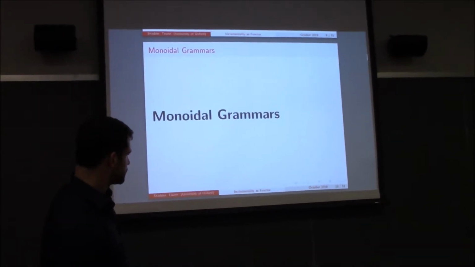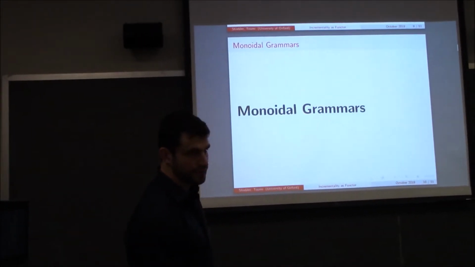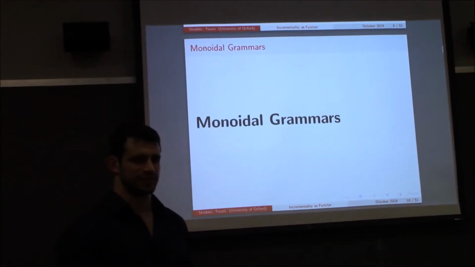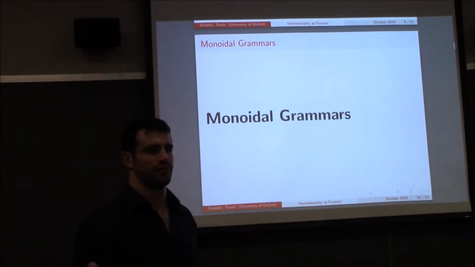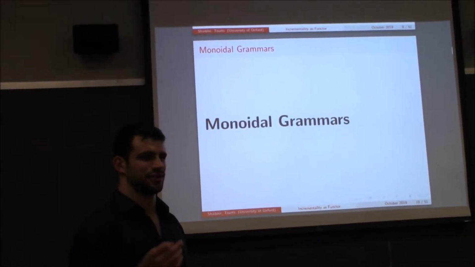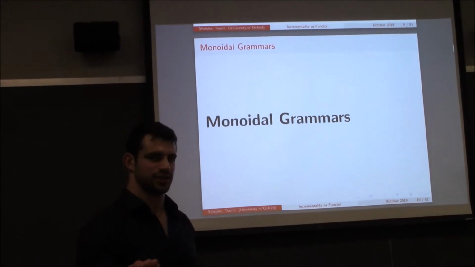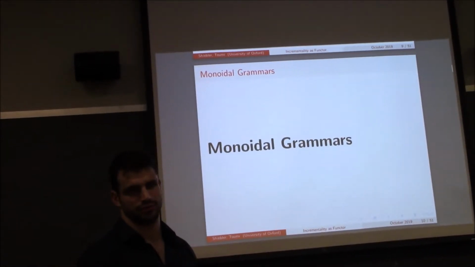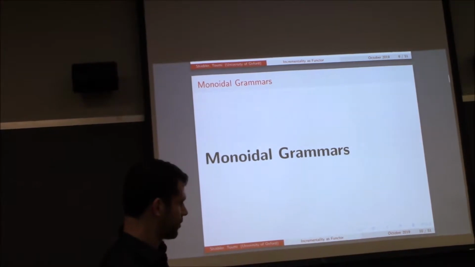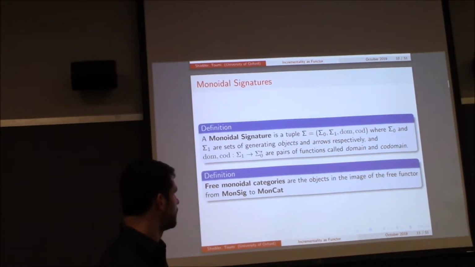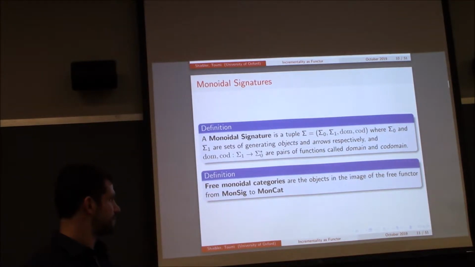One of the things we've done in this work is try to expand this to a more general class of grammatical constructions, and also try to formalize the relationship between the vocabulary and the actual rules in the grammar. We've called this monoidal grammars. So here are some definitions.